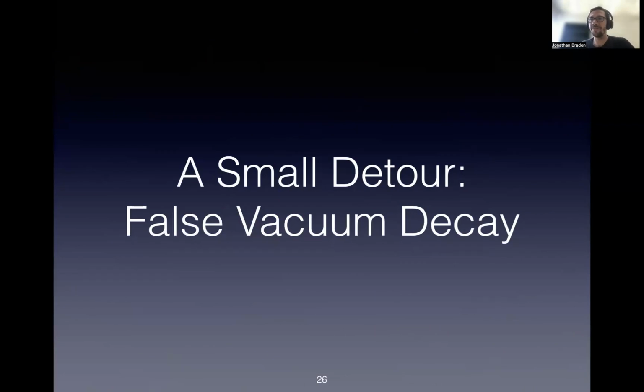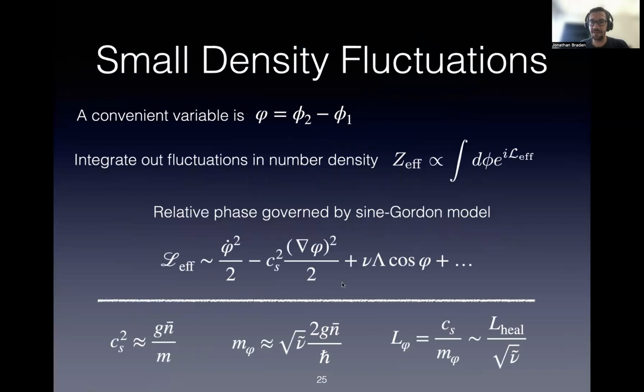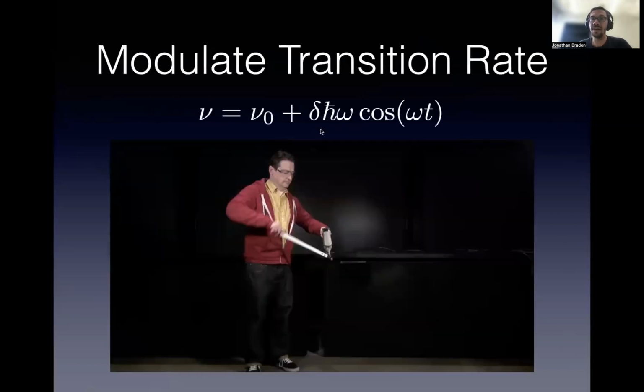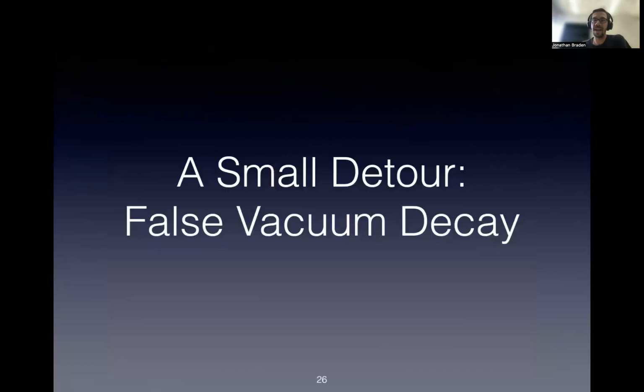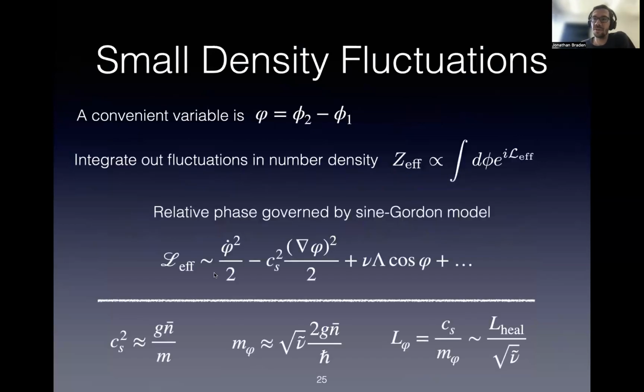So far I've told you how to get a cosine potential. But that clearly does not have a false vacuum in it. Well, if I go back and look at my equation here, I've got this nu. Remember, that was the coupling, this externally imposed coupling between the two condensates. So what I can do is make this thing oscillate in time. I can modulate the amplitude of that coupling. And what I have here is the Sine-Gordon model.